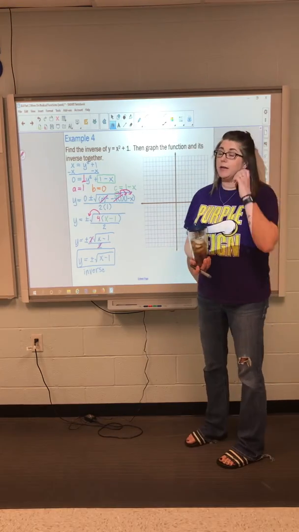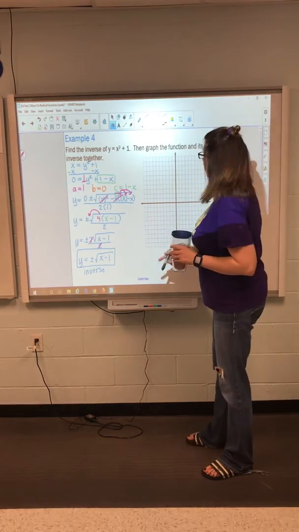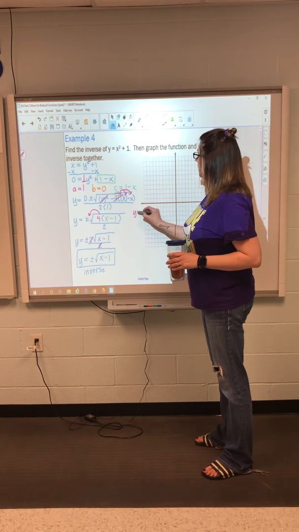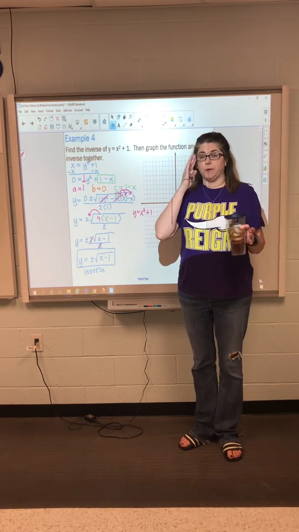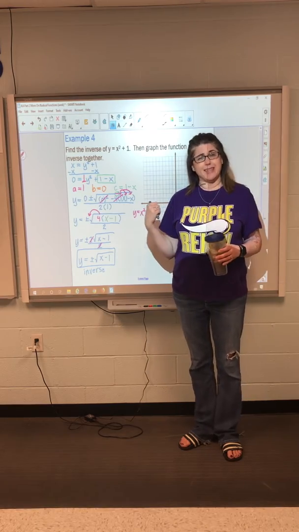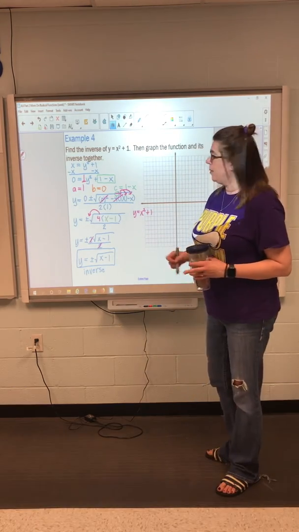All right, so we've got our inverse function. Now we need to graph. So I'm going back to my original equation. And in the last problem, I factored it first because then I could find my x-intercepts. But this doesn't factor. So let's think about what we know.